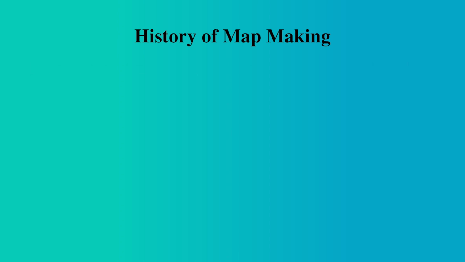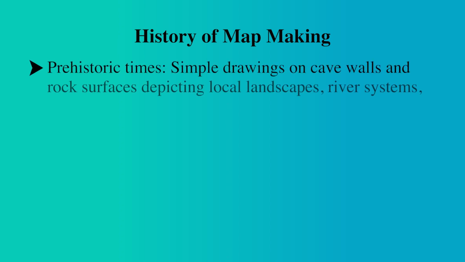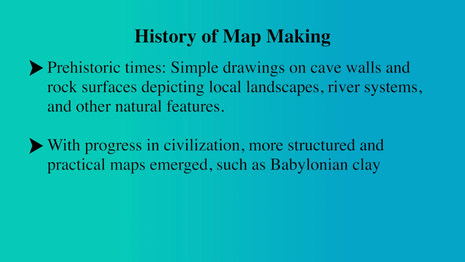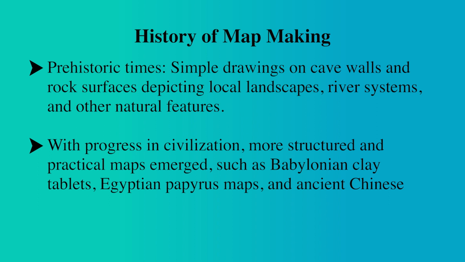We are going to trace the history of map making known as cartography and its evolution right from prehistoric time to modern era. The earliest known maps date back to prehistoric times with simple drawings on cave walls and rock surfaces. These maps primarily depicted local landscapes, river systems, and other natural features. As civilization began to form, more structured and practical maps emerged, such as Babylonian clay tablets, Egyptian papyrus maps, and ancient Chinese maps on silk cloth.